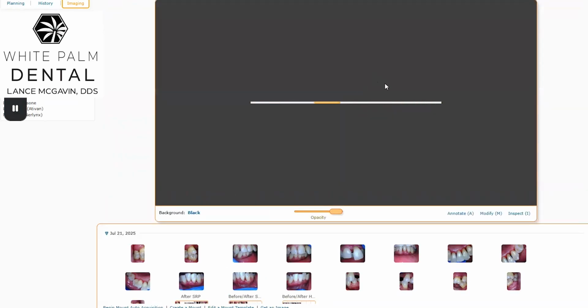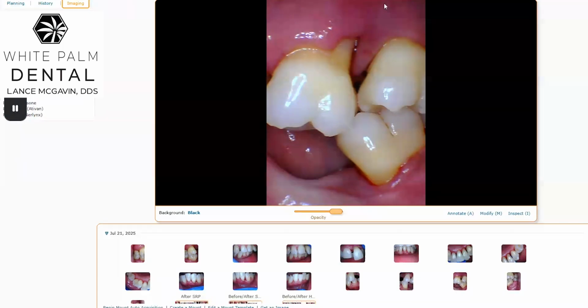Well, we can see a photo here. Here's that tooth, 5 millimeters of recession, 6 millimeters probing depth beyond that to say that the gums actually attach clear up here, 11 millimeters down from the CEJ.